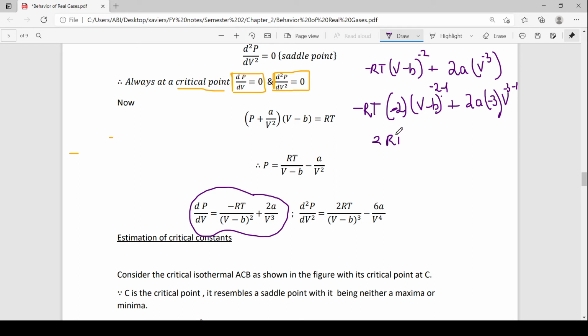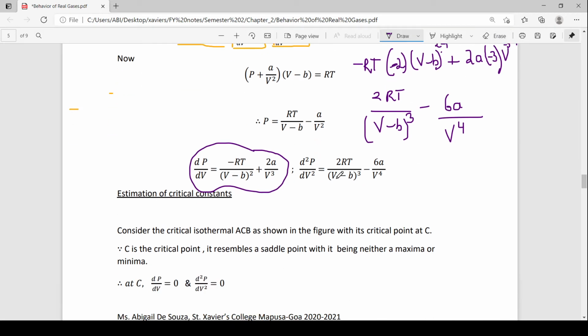2RT plus, correct? And this, I can take in the denominator and write it as V minus b. So minus 2 minus 1 will give you minus 3. If I take it back in the denominator, I can write it as 3. Now here 2 into 3 is 6. Since I have a minus sign, I have minus 6a divided by v raised to the power of minus 4. So I can write it as v raised to 4. So this is how I get my double derivative.